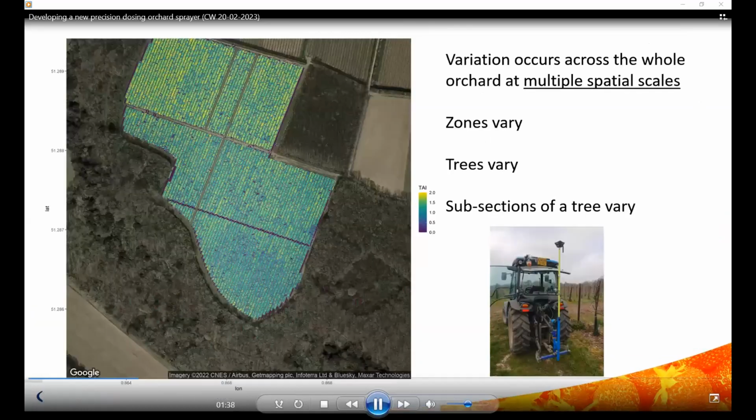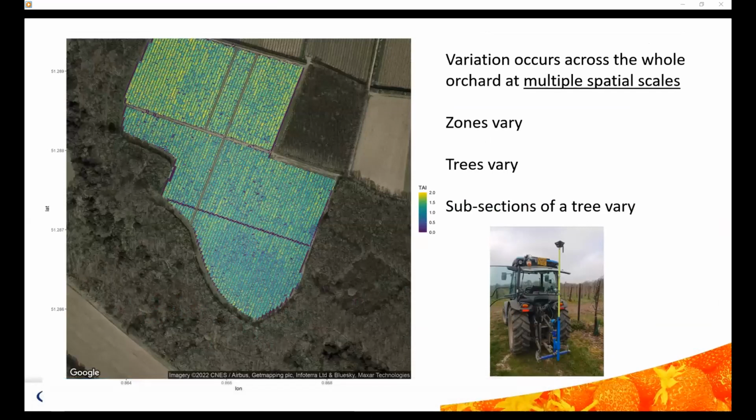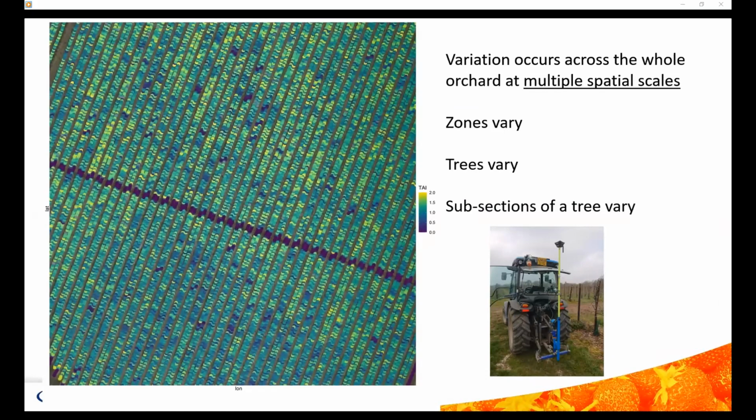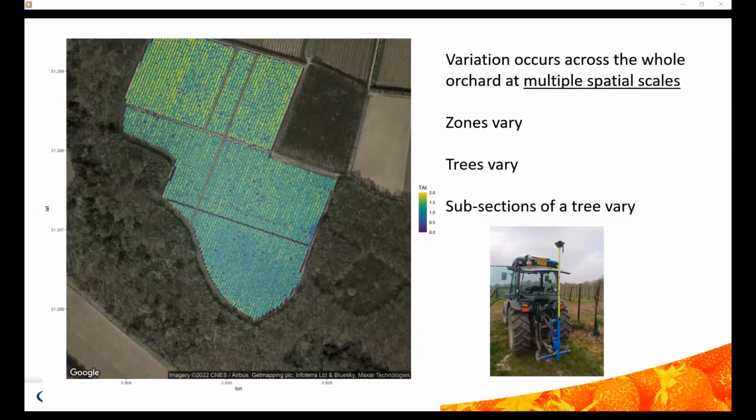Looking at a bird's eye view of this orchard, you can see that there are distinct zones of canopy density across it, with lighter coloration in the northern area, the greeny blue coloration in the middle, and darker coloration in the southern end. And if we zoom in, we can see that there is substantial variation in canopy density on individual trees with a mix of light and dark blocks. So this variation is occurring at different spatial scales.